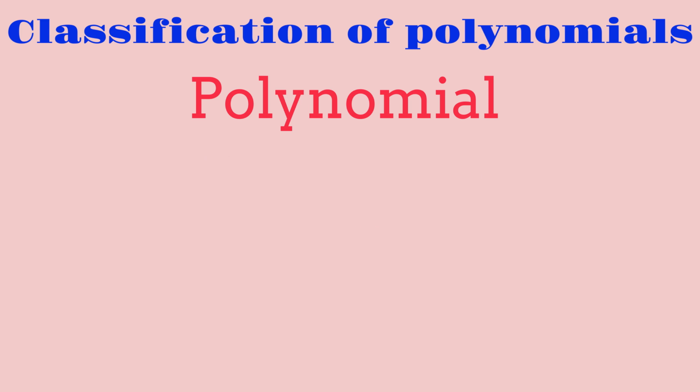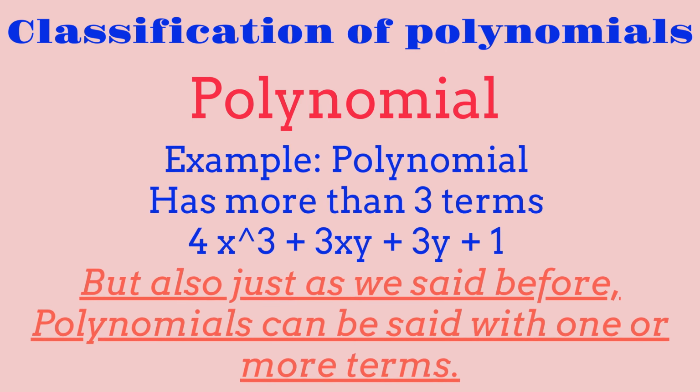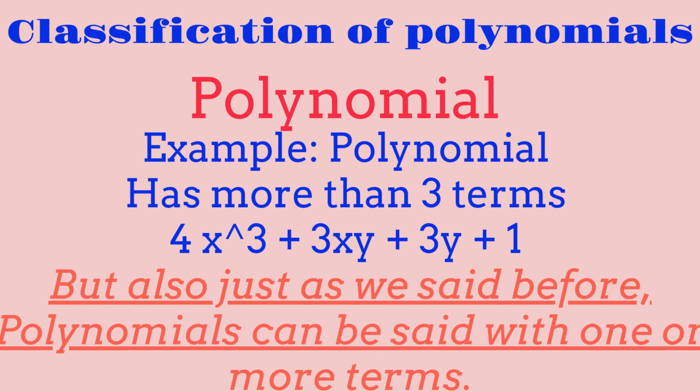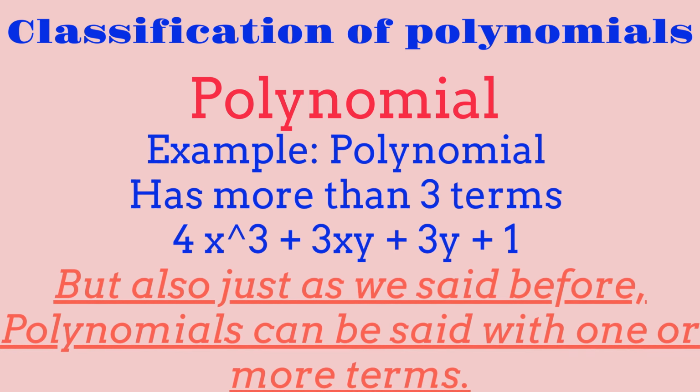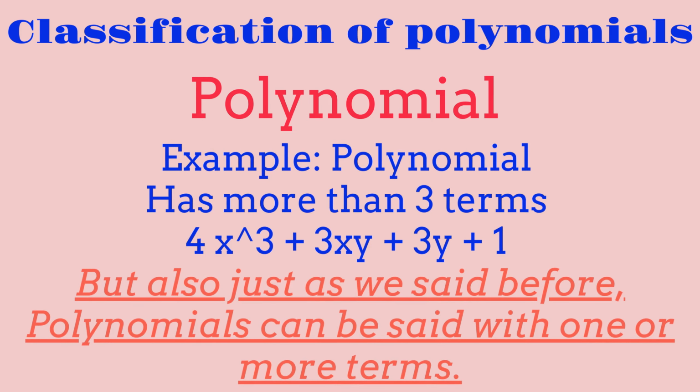So a polynomial has more than 3 terms. For example, it could be 4x cubed plus 3xy plus 3y plus 1. And also, just as we said before, polynomials can have 1 or more terms. So that's it for the classification of polynomials.